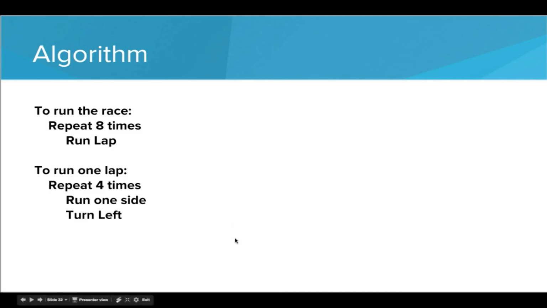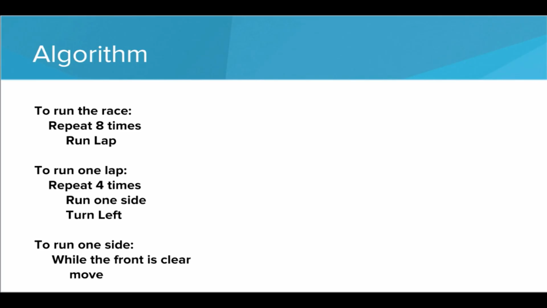So that will have you run a side, then turn left, then run a side, then turn left, then run a side, then turn left, then run a side, and end back where you started. You ran one complete lap. But run one side is not defined, so we actually have to define that too. So to run one side, while the front is clear, go ahead and move. And notice this is the same as our move to wall algorithm from earlier. So this is something we see a lot, is algorithms will use other algorithms as part of themselves. So the move to wall algorithm is part of this larger run race algorithm. So boom, we're done. We have our algorithm written out in a natural language.